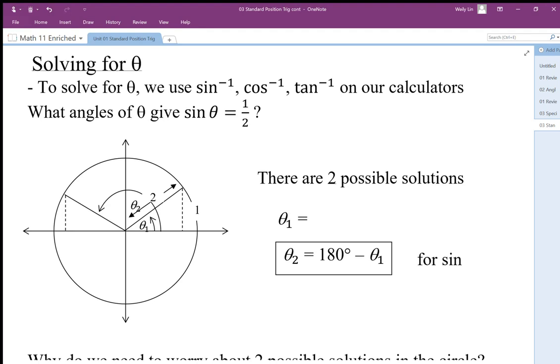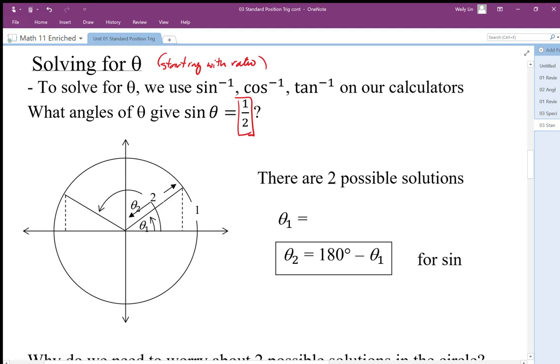So solving for theta, we start with ratio. Okay, so we're starting with the ratio 1/2, and we want to figure out the angle. Okay, so when I look at this ratio of 1/2, 1 to 2, this happens to be a special triangle.